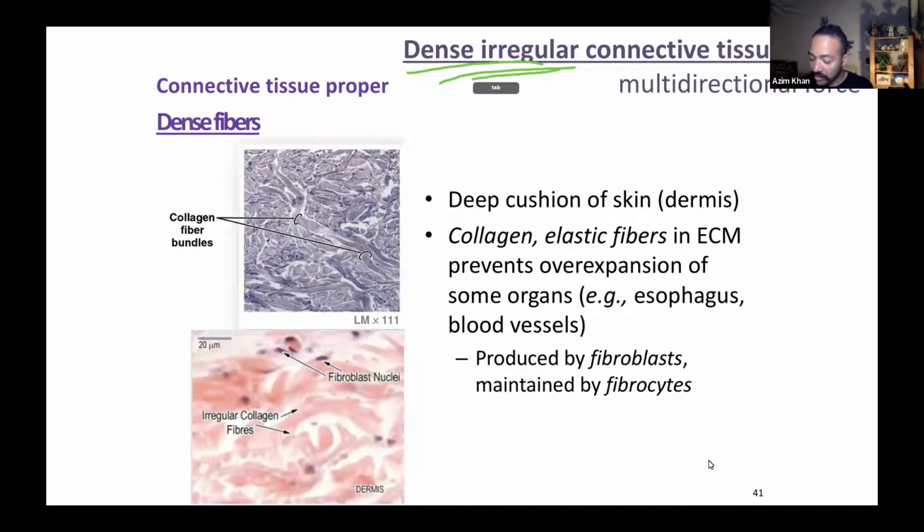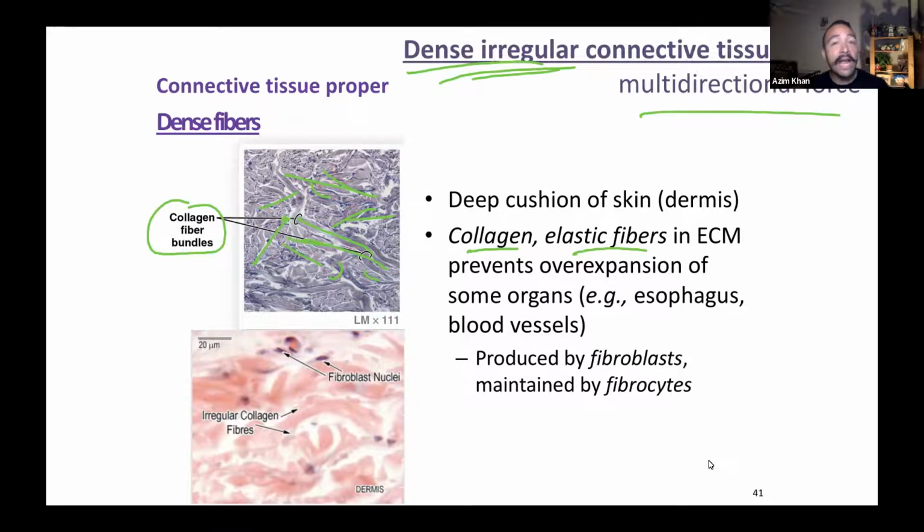Dense irregular has collagen fibers and elastic fibers, excuse me. Some are this way, some are coming out at us. They're going every single direction. Now, because they're going in many different directions, it's not going to be as strong as dense regular, but you're getting some multi-directional resistance.